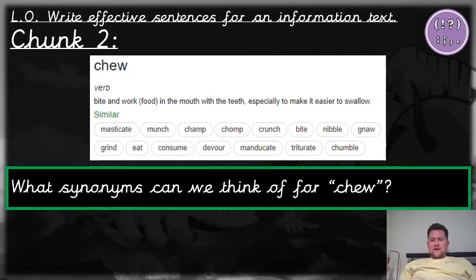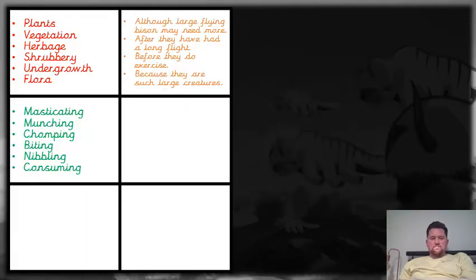Okay, now we've done that, let's carry on. See my examples. So I've got masticating, munching, chomping, biting, nibbling, consuming. Look how I've put ing at the end of them all. Pause the video, add ing to any that you haven't already added ing to, and magpie some of mine if you haven't already got them.